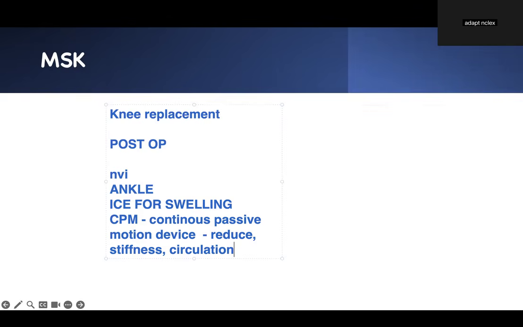So a nurse notes that the CPM machine has been off for 4 hours. What is the next action? You should let the doctor know because we want to worry about stiffness. We should worry about blood flow. And then the motion needs to be going on to the knee, and it being off is a problem. So the nurse needs to notify the provider as soon as possible. So when you see CPM, it's continuous passive motion device.